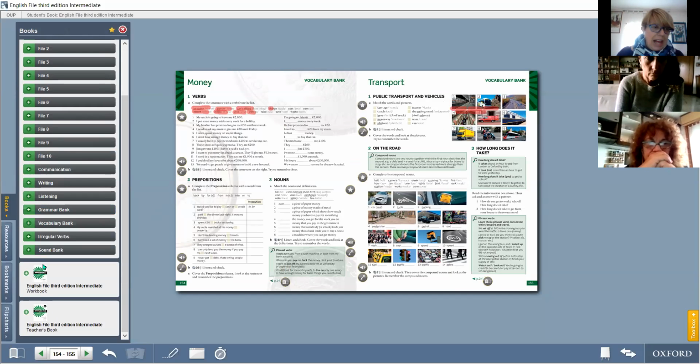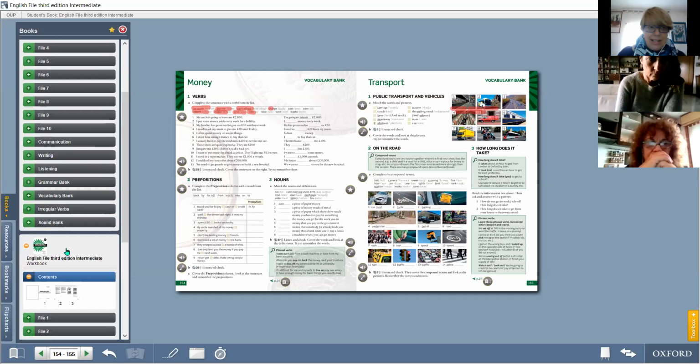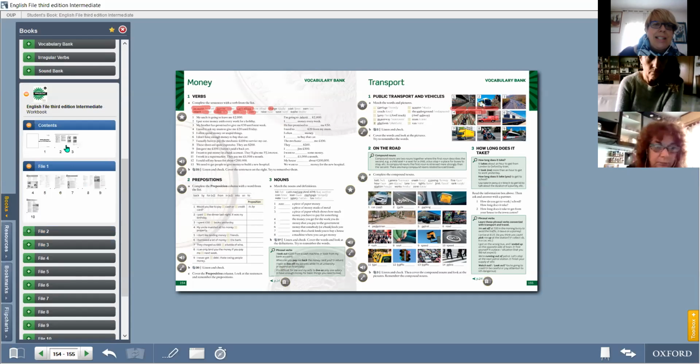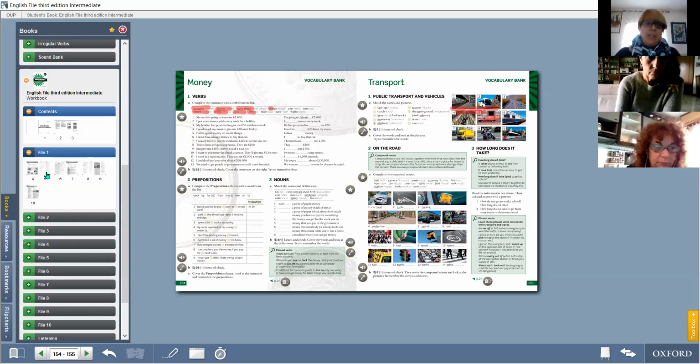And then you have the workbook. The workbook is about exercises. Of course, they're not compulsory, because if you don't do the exercises, it doesn't mean that you can't go on with the book. But they consolidate and strengthen everything you're learning. And they are made in the same way the student book is made.